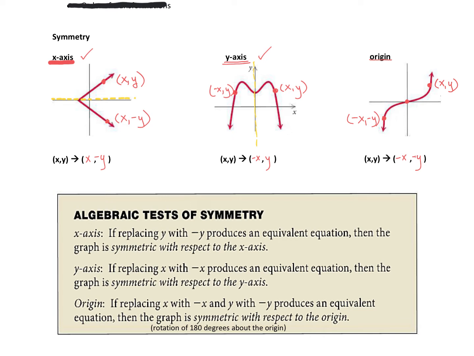And for origin symmetry, I have to think about folding it on both axes. So if, for example, I was folding it on the y-axis first, it might look like this, but then once I fold it on the x-axis, it's going to be exactly what I started with.